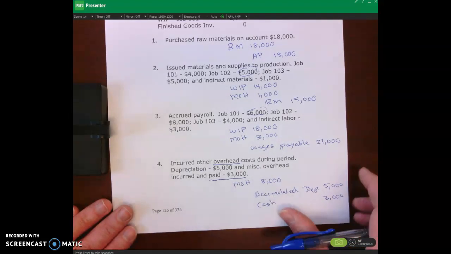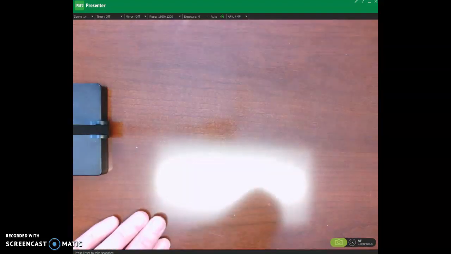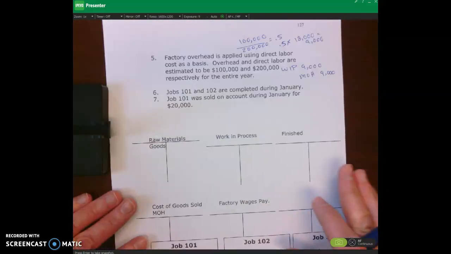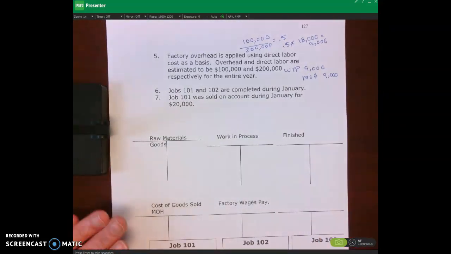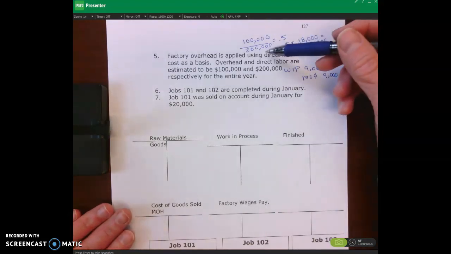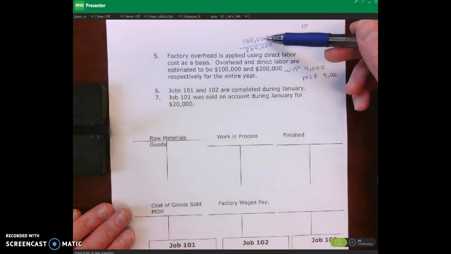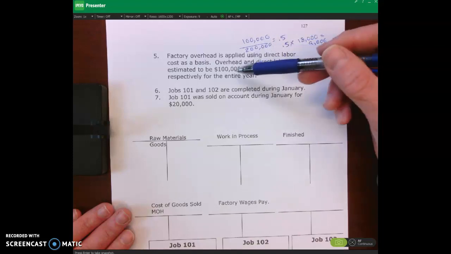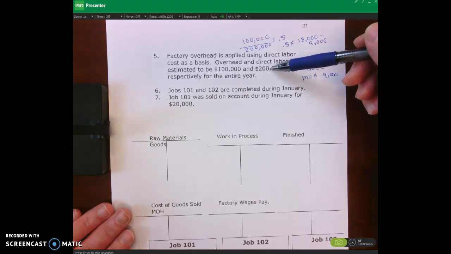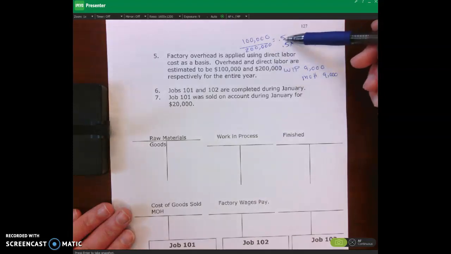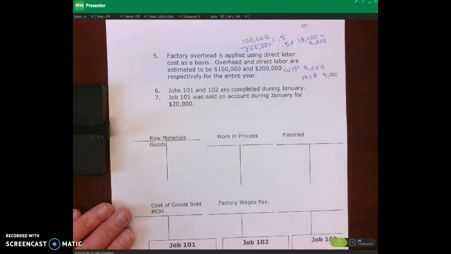Okay? And then the next one, we have factory overhead is applied using direct labor cost as the basis, as the allocation base. So the first thing that you have to do is calculate the predetermined overhead rate. We calculate the predetermined overhead rate by taking estimated overhead divided by estimated allocation base, which gives us 0.5. What this is telling you is that we apply 50 cents of overhead for every direct labor dollar.